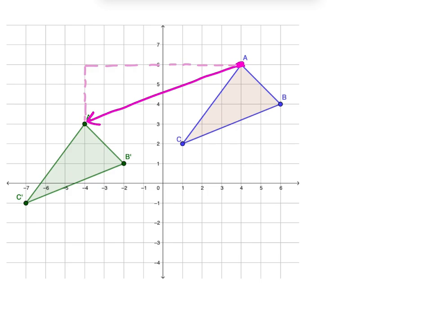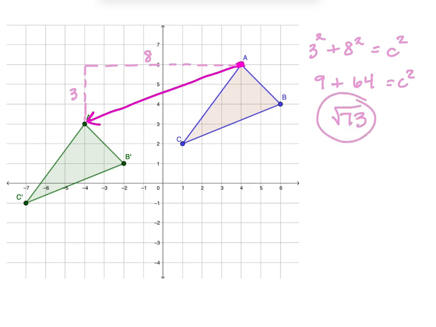But to simplify things here, we're just going to follow what we're already used to when it comes to using the Pythagorean theorem. So I can see I have a length of 3 here, and 1, 2, 3, 4, 5, 6, 7, 8. So in order to determine the magnitude of this vector, I can do 3 squared plus 8 squared equals c squared. So 9 plus 64 equals c squared. That means radical 73 is the magnitude of this vector.